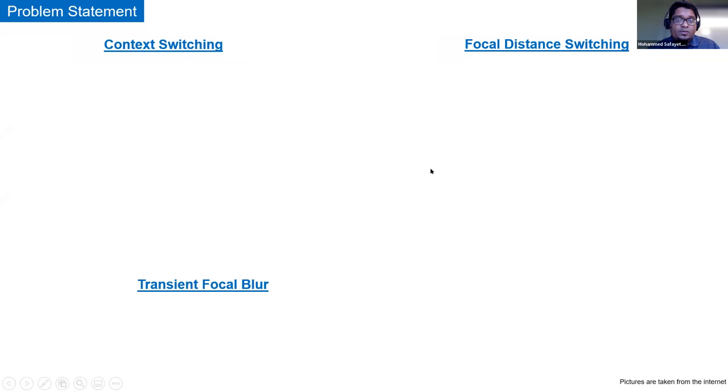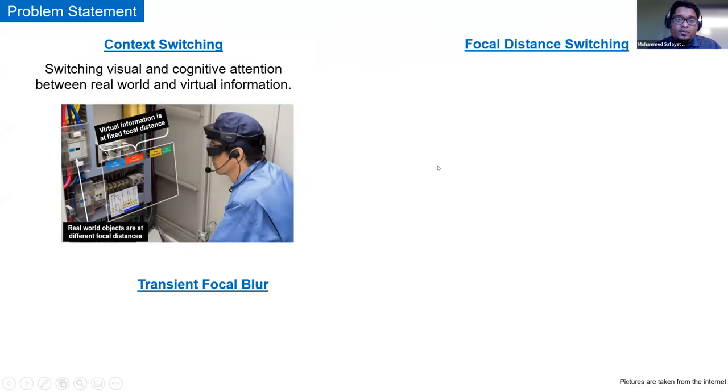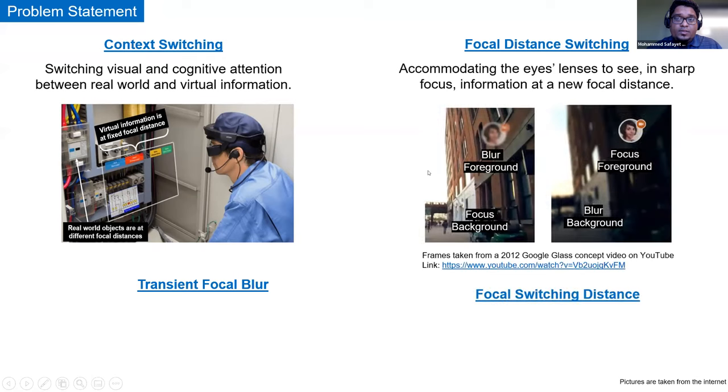So let's start with the context switching. Context switching means switching visual and cognitive attention between the real and virtual information. So if you look at these pictures, you can see that a person is performing a maintenance task wearing an HMD, and he needs to switch his visual and cognitive attention to perform this duty properly. Also, focal distance switching means switching between two focal distances to see information in sharp focus.